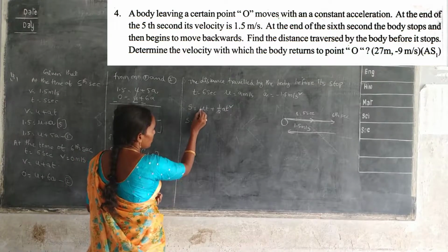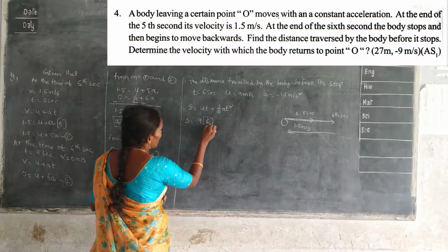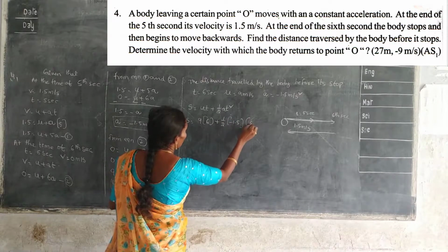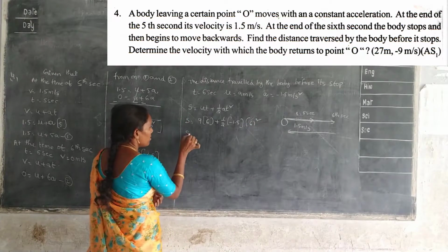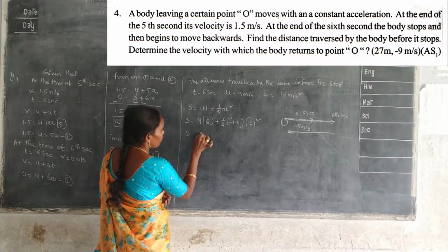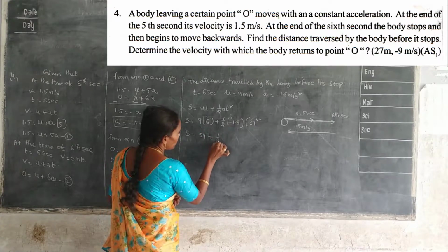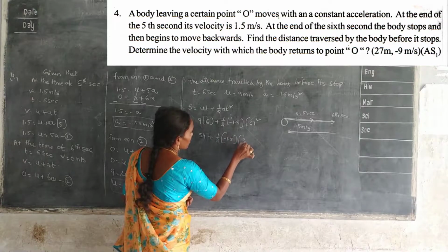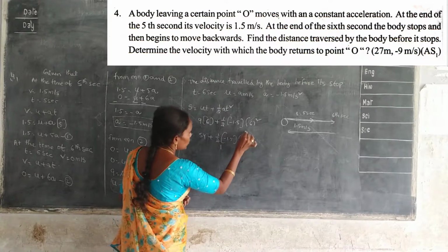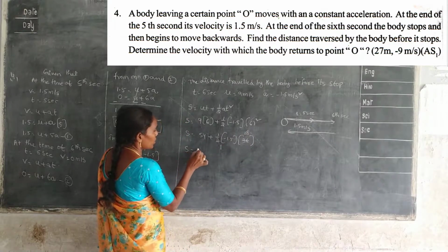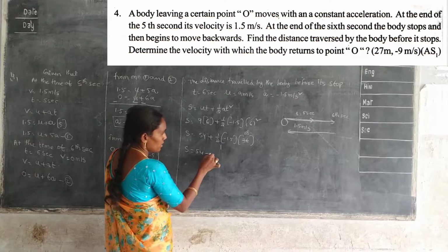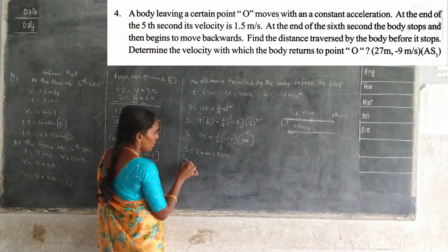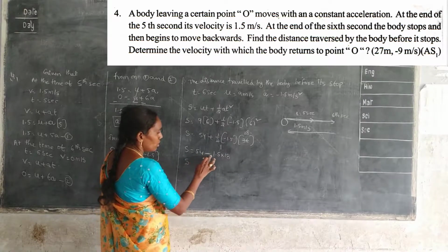Here s is equal to u, that is 9, times t, that is 6, plus half into a, that is minus 1.5, into t square, that is 6 whole square. So s is equal to 9 into 6, 6 nines are 54, plus half into minus 1.5 into 36. Half of 36 is 18. Here s is equal to 54 plus minus 1.5 into 18.